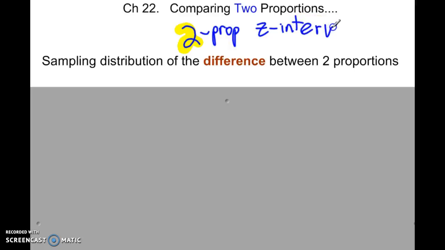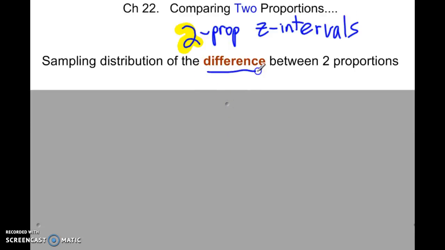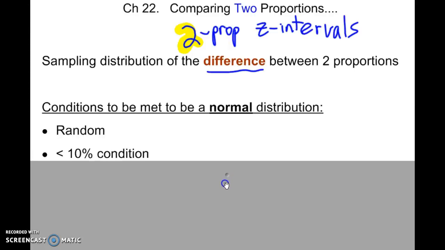I think intervals have a few extra conditions, but in this case, intervals are a little bit easier than tests to do in this setting. And we're talking about the difference. So you'll notice in the formula that we'll talk about the difference between two proportions that we take. They've got to meet conditions to be normal. First one should look familiar. So should the second one. Those are the same conditions we've used.